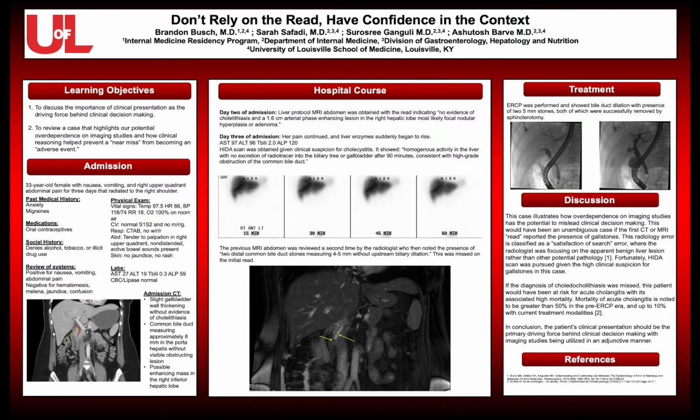The previous MRI abdomen was reviewed a second time by the radiologist, who then noted the presence of 2 distal common bile duct stones measuring 4 to 5 millimeters without upstream biliary dilation. This was missed on the initial read.